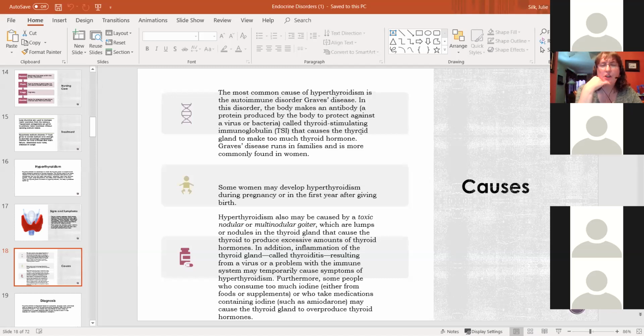And then there's another sign and symptom associated with Graves' in particular, which is pretibial myxedema. This is a dry, waxy swelling on the front surfaces of the lower legs.